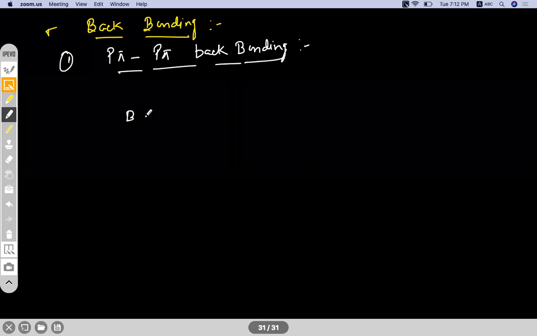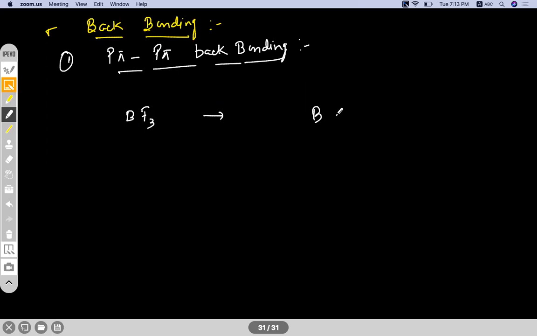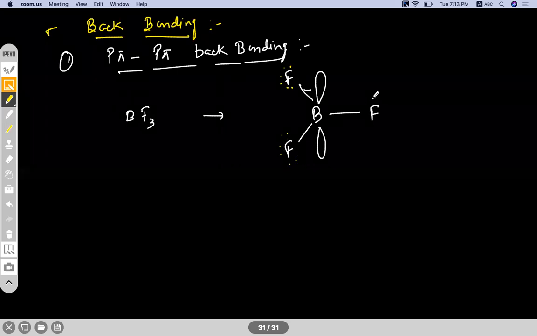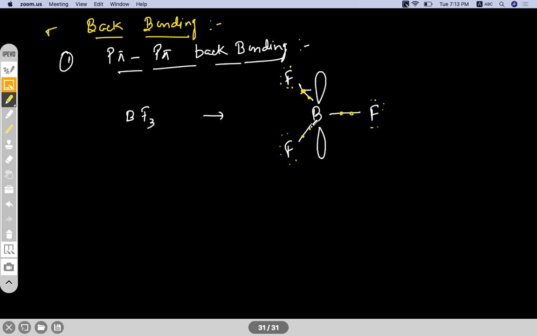Suppose we have a BF3 molecule. Boron is bonded with three fluorines in a trigonal planar structure. In this bonding state, the boron has one vacant orbital, and each fluorine atom has 3 lone pairs. Boron has only 6 electrons, so boron is an electron deficient atom.